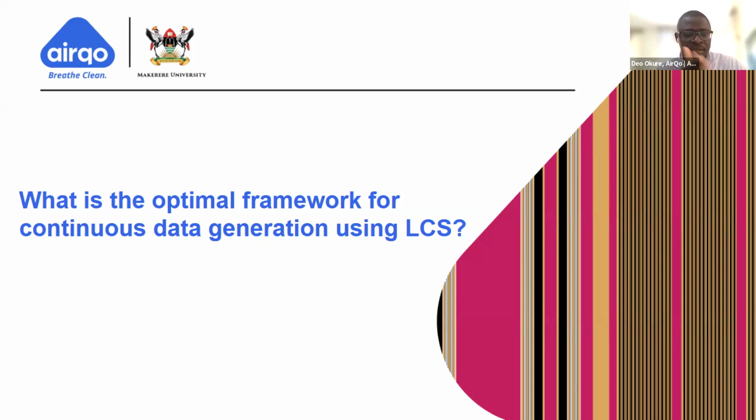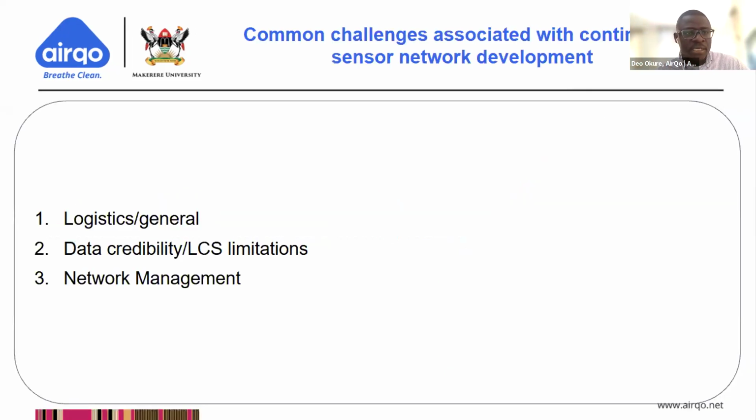So it's important that the monitoring infrastructure is offering that continuous data. I would have loved to have this as a discussion slide, just to hear perspectives, but you can put this in the chat. If you look at your own context, maybe South Asia broadly, or even Africa, what would we consider to be the typical challenges associated with continuous sensor network development?